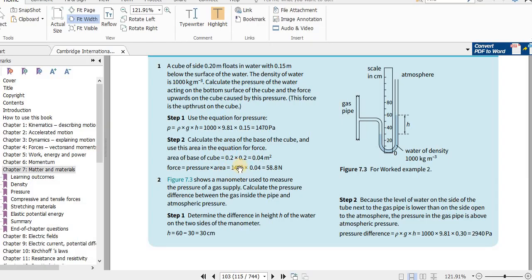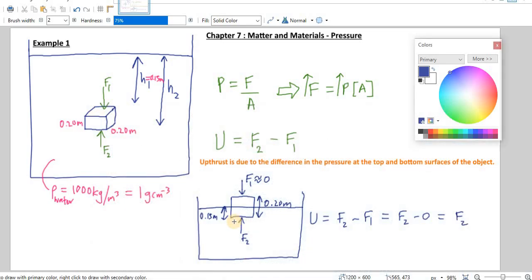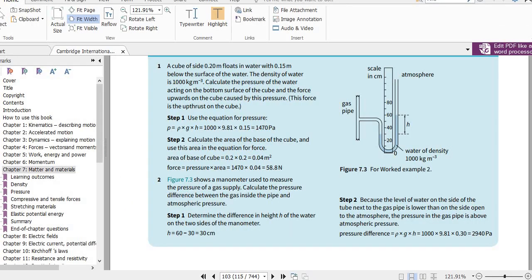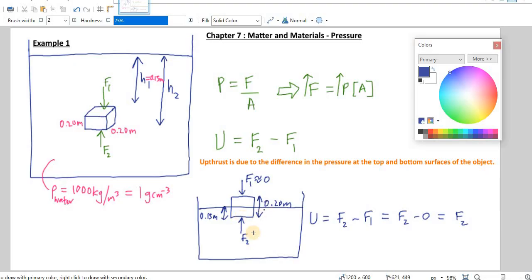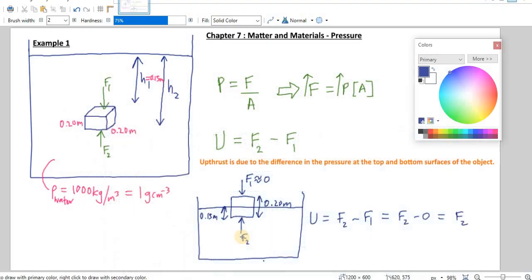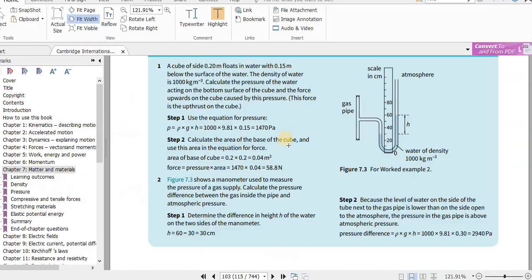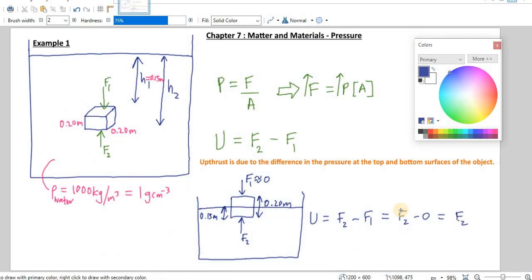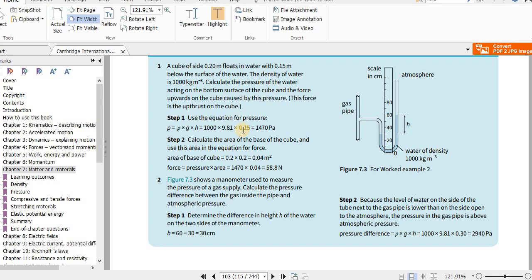Then the pressure is 1470, which we found here. The pressure here is what we found over here. Then the area here is 0.04, because it's a cube, one side squared will give you the area. Using the equation, pressure times area is force, with pressure 1470 and area 0.04, we get 58.8 newtons. So the force here is 58.8 newtons. Okay, so that is how you do that. Now let's go to the next example.